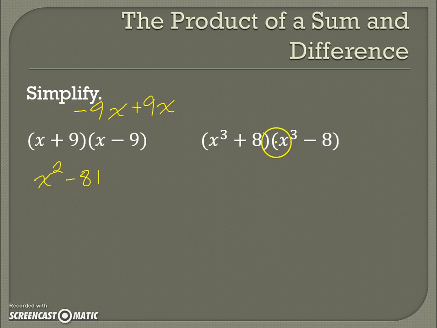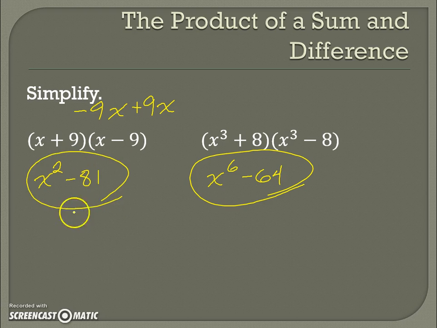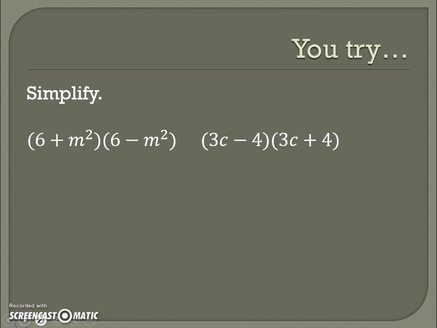So here I have x cubed squared, which is x to the 6, minus 8 times 8 is 64. Again, today is all about shortcuts and mental math. So here's a couple for you to try. Go ahead and pause. The answer will be up in 3, 2, 1. All right, so those are the answers that I got. Check what you got against mine.